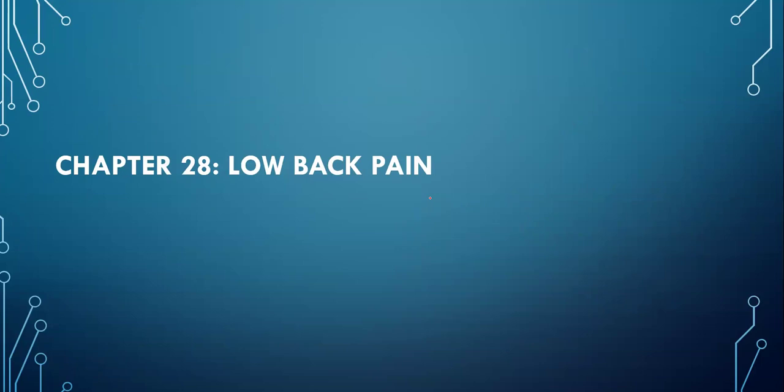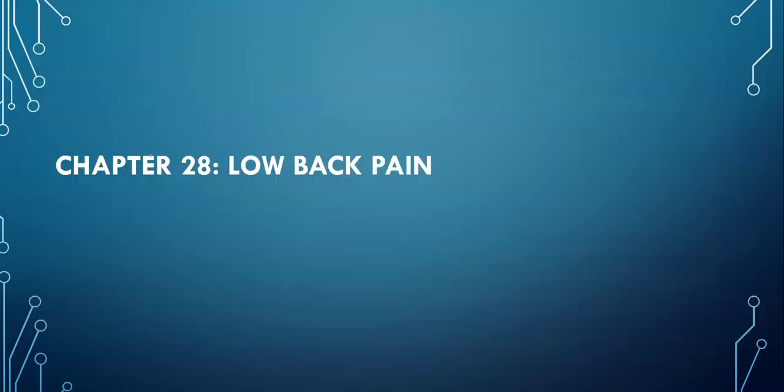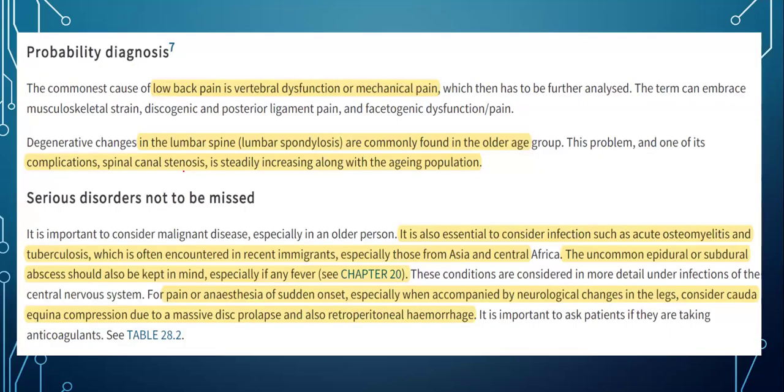Okay, moving on to chapter 28, low back pain. Very important, low back pain. There are a lot of questions which come from here. So that's chapter 28. The commonest cause of low back pain is vertebral dysfunction or mechanical low back pain. That's sometimes asked in the exam: what is the commonest cause of low back pain? So vertebral dysfunction is the main cause.